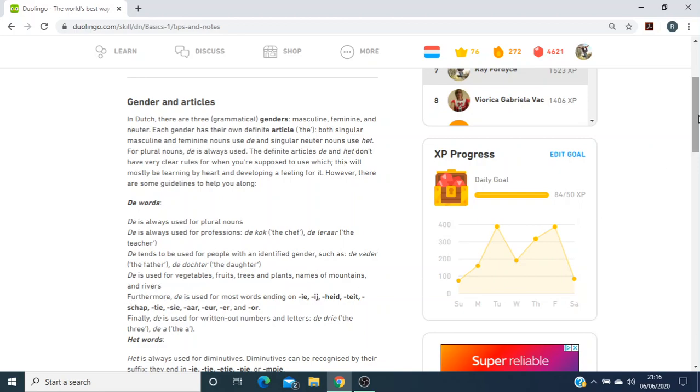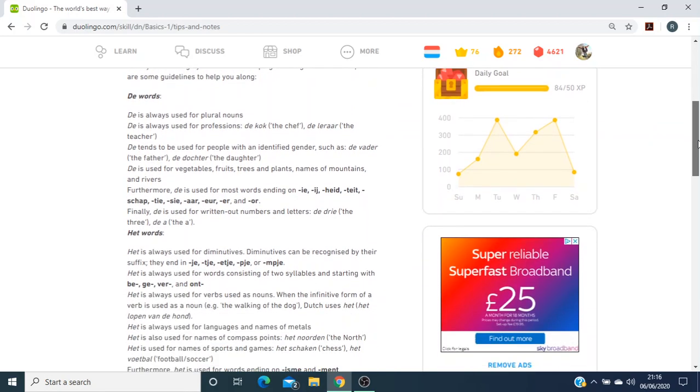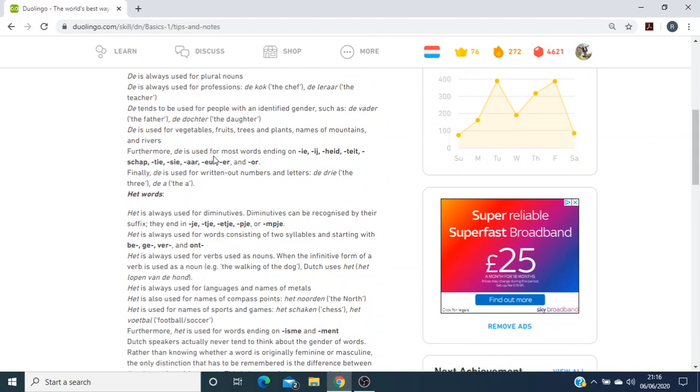That's useful to know. And furthermore, de is used for most words ending in IE, IJ, HEID, TEIT, SCHAP, TIE, SIE, AAR, EUR, ER, and OR. And finally, de is used for written out numbers and letters. So de 3, the 3, and the A, de A. Het words.